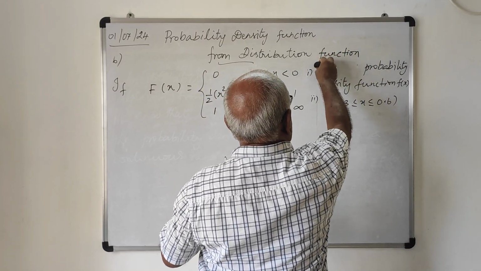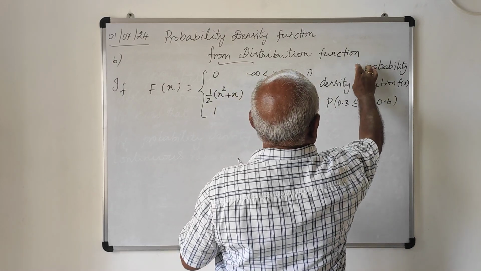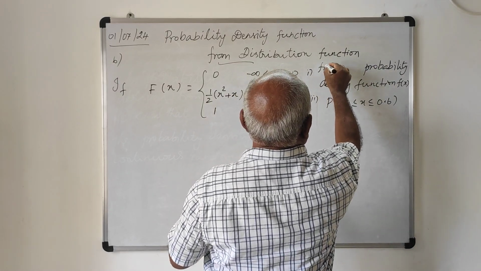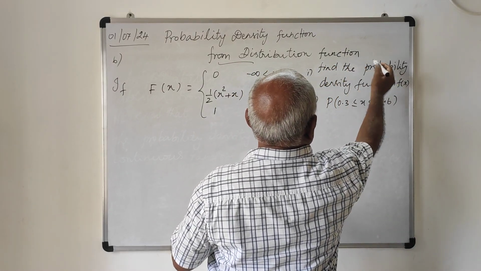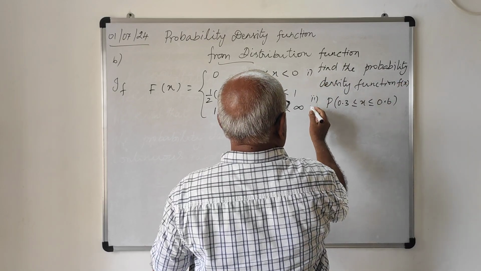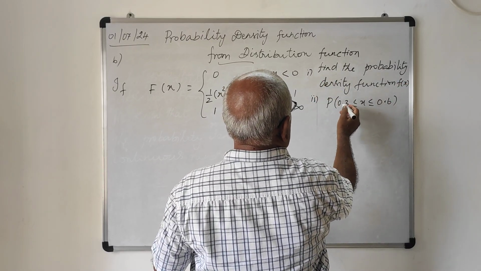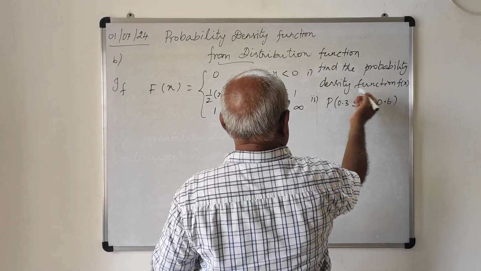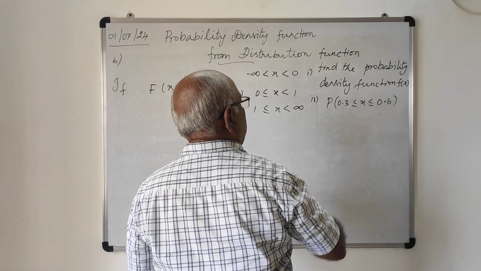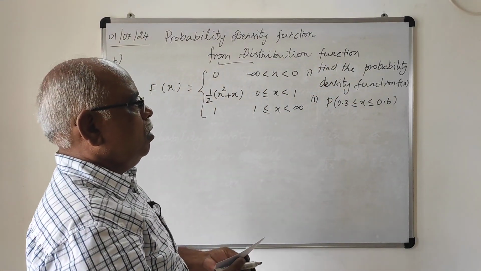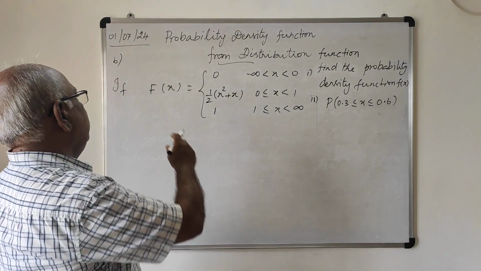First question is find the probability density function. And the second subdivision is the probability of 0.3 less than or equal to x less than or equal to 6. You have to find these two. Two subdivisions in this problem. Capital F of x is given.